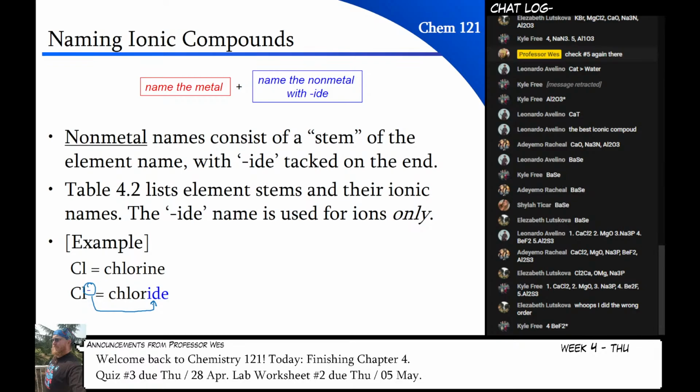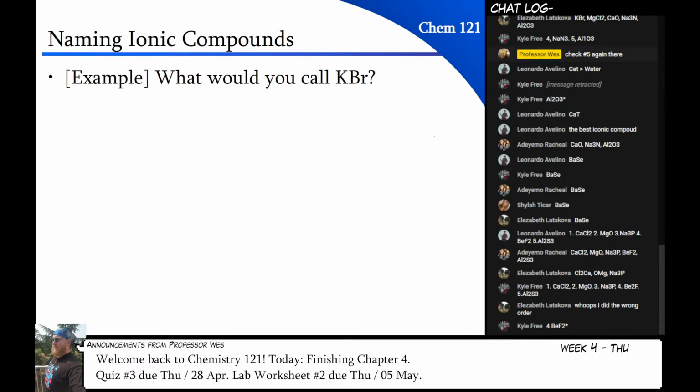All right, so now that we've seen all that, let's start naming stuff. So you're going to name the metal, and then name the nonmetal with ide. So I'm going to put this on the screen, and we're going to give it a name. So name the metal, name the nonmetal with ide. What is the name of this substance? Type it in the chat.